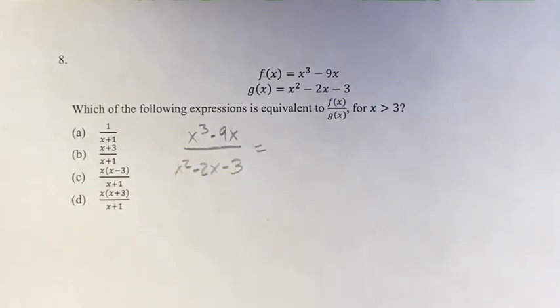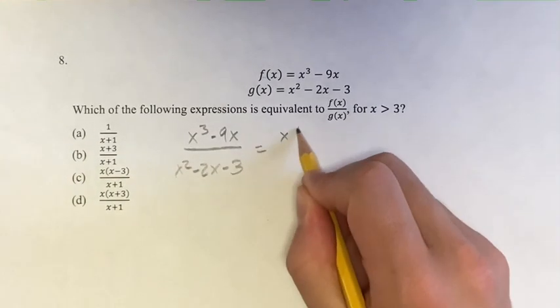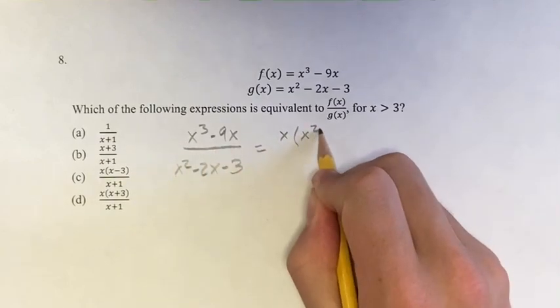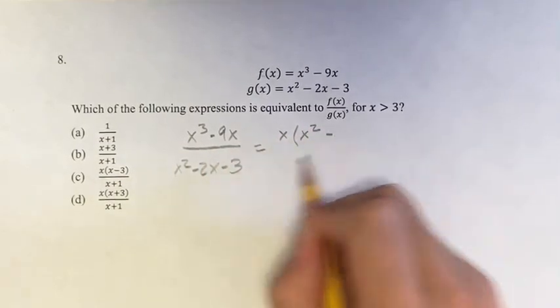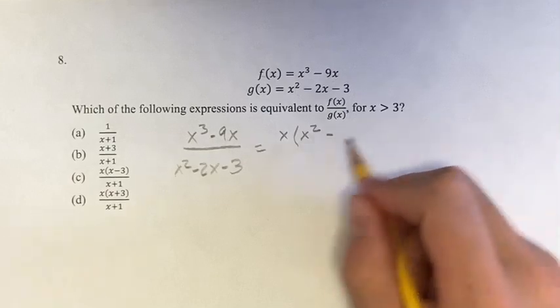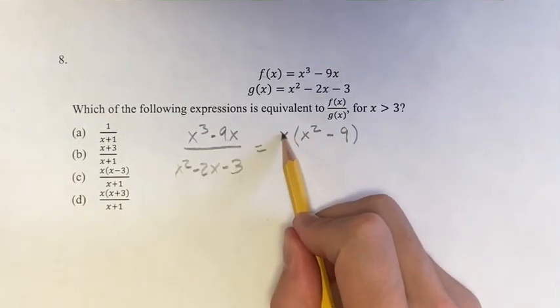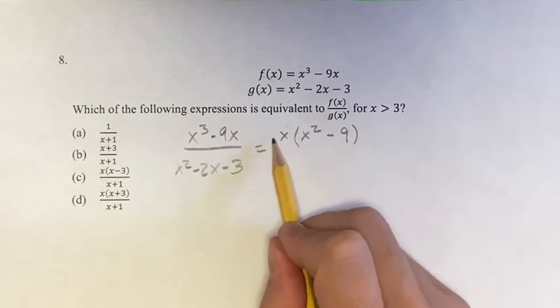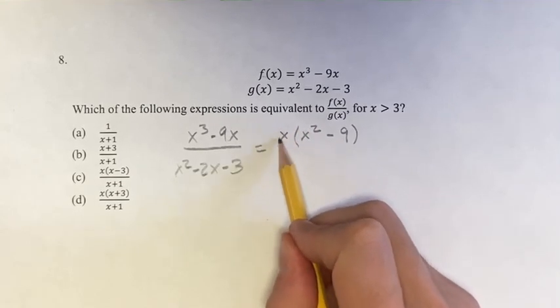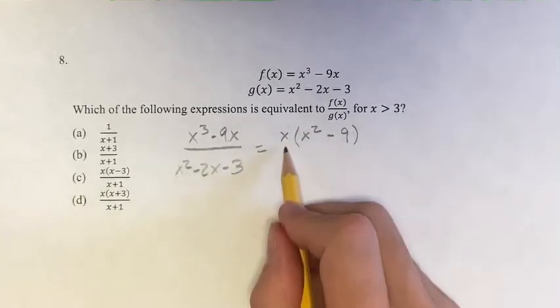So the first thing we can do is in the numerator, we can pull out an x out of both terms. If we take an x out of x cubed, we're left with x squared, and if we take an x out of 9x, we're left with 9, right? And if you were to redistribute the x back in, x times x squared is x cubed, and x times negative 9 is negative 9x.